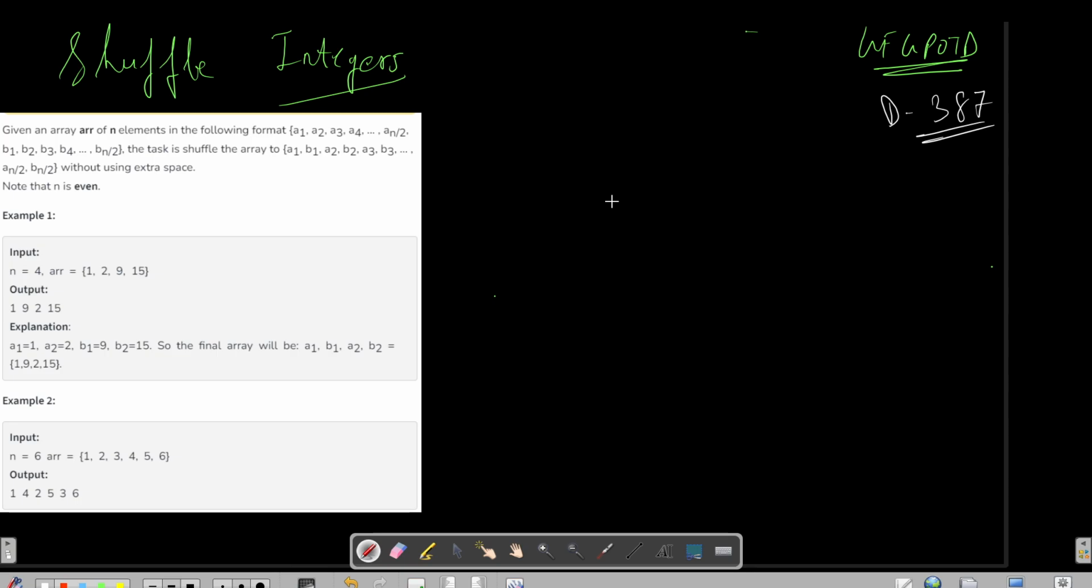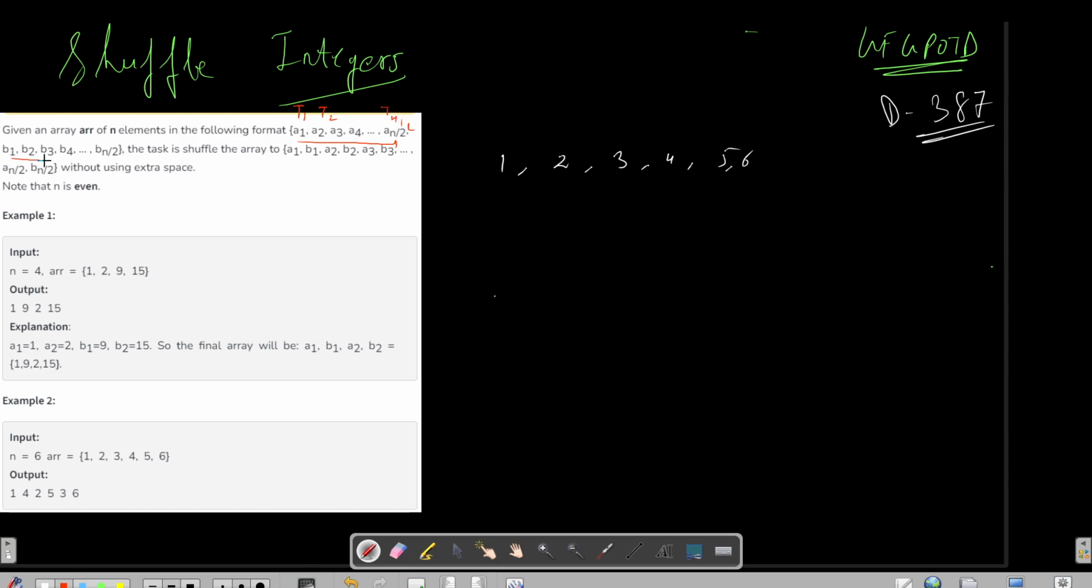So what is the question? First let's understand the question and then see what we can do with it. They have said that you have been given an array. Let's take the second test case. So you have 1 2 3 4 5 and 6, right? They are saying that your array is given in this design: a1 a2 a3 a4 till a of n by 2. This is term 1, this is your term 2, and this is your term n by 2.